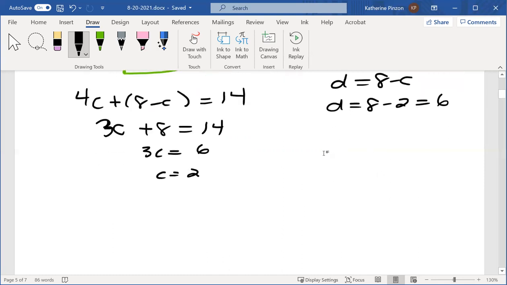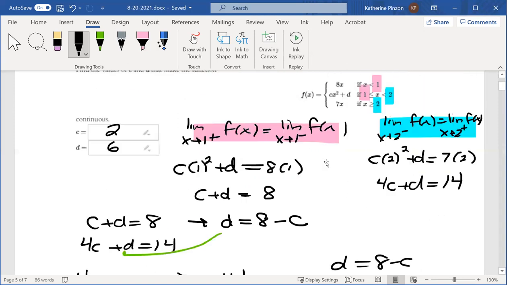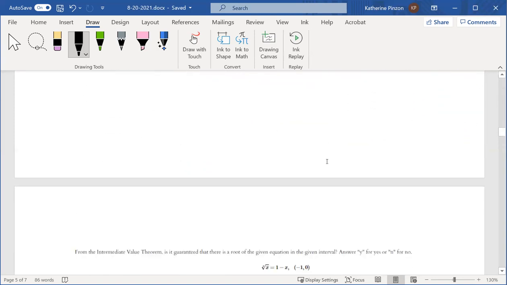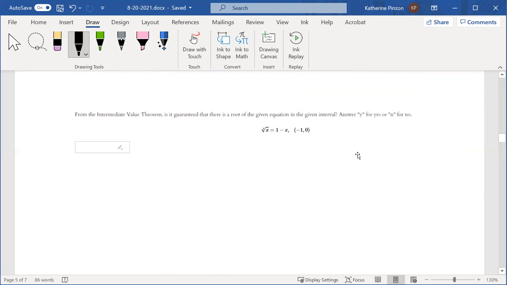Let me scroll up some more so it's easier. Well, I forgot what number this is. Oh, 8, great. Which one's this? Who remembers which number this is? 12? 13? This is 12.